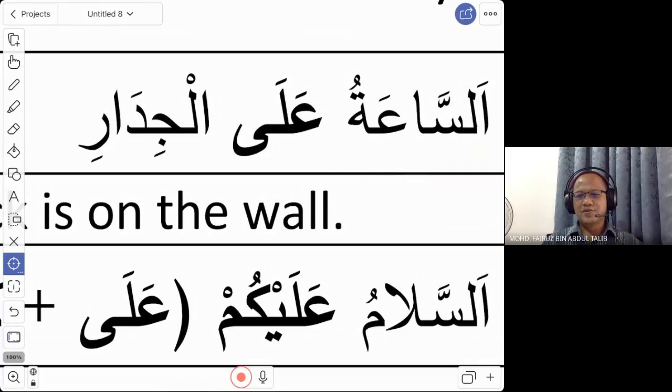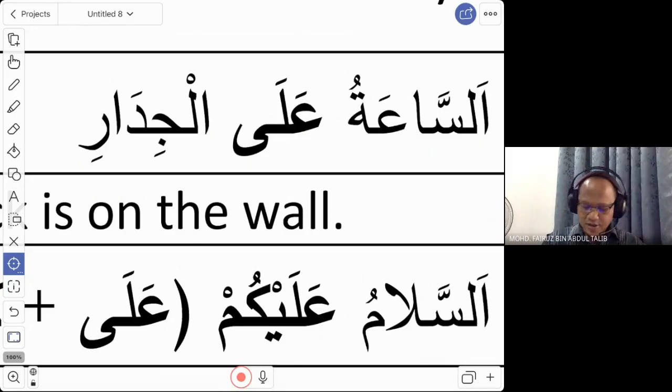As-sa'atu ala al-jidari. We have learned the word as-sa'atu, right? As-sa'atu can mean the clock, the watch, the hour. When we ask about time, you say ma as-sa'a. You remember the word sa'a. As-sa'atul wahida, 1 o'clock, 2 o'clock. So there are many meanings for the word sa'a that you can use. Here it is referring to the clock.